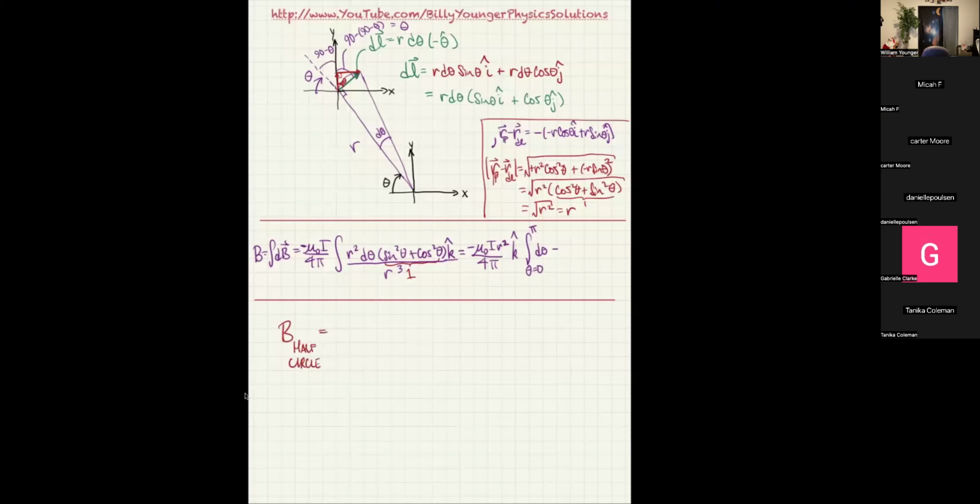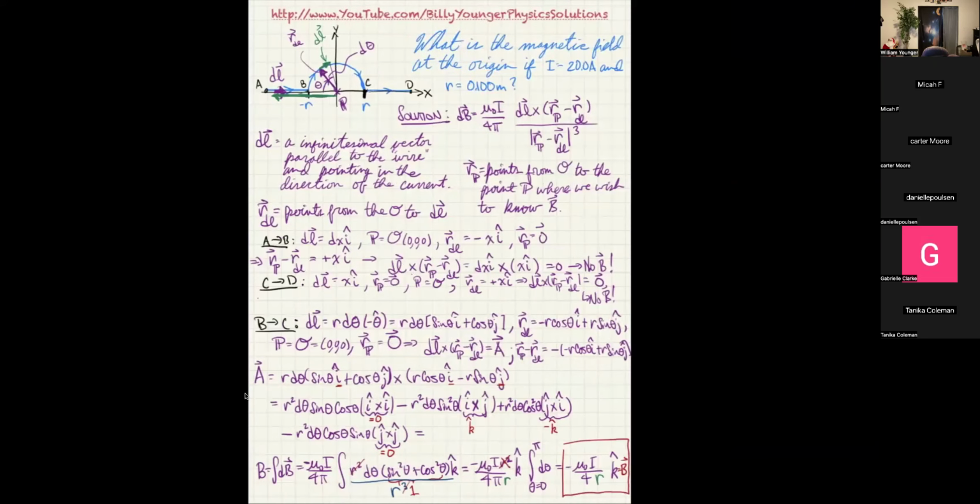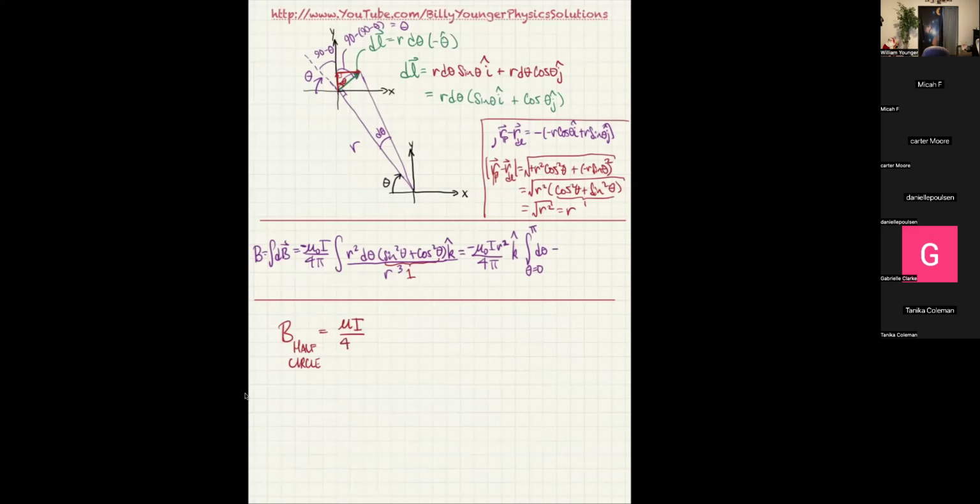We got mu 0 I over... what was our final formula? 4R. It was 4 pi R basically, and then that was times just plain pi. And of course, plus we have to use the right hand rule. Okay, that gets you the direction, in other words.